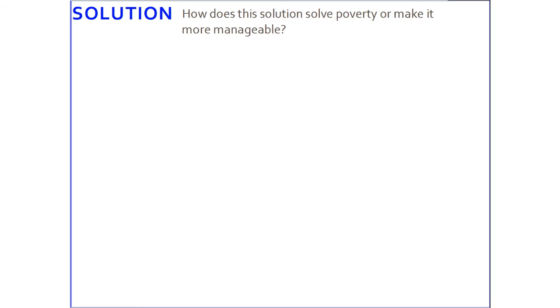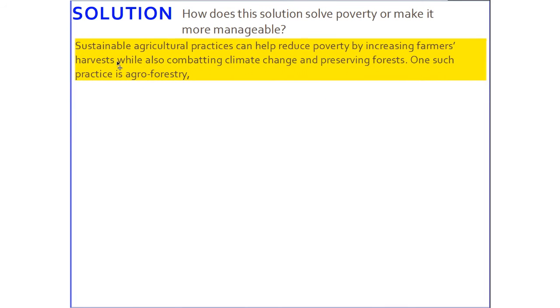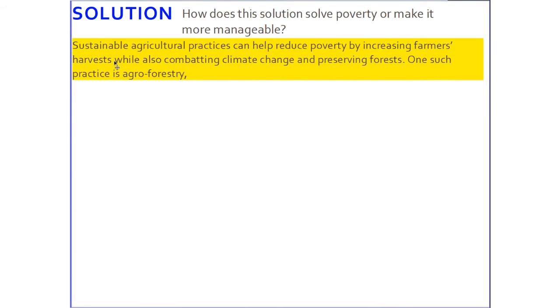So let's look at a solution now. So how does the solution solve poverty or make it more manageable? So in this one, I'm going to be talking about something a little bit different, right? So let's look at my topic sentence here. Sustainable agricultural practices can help reduce poverty by increasing farmers' harvests while also combating climate change and preserving forests. One such practice is agroforestry.